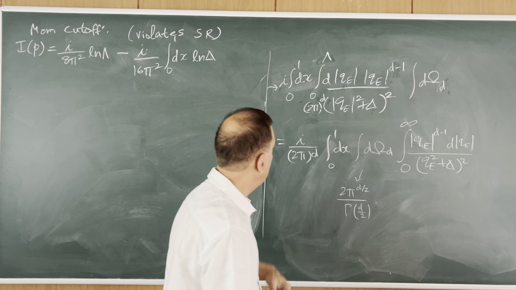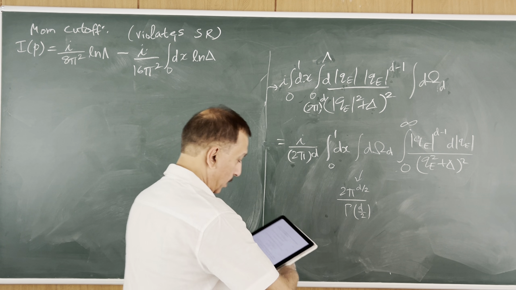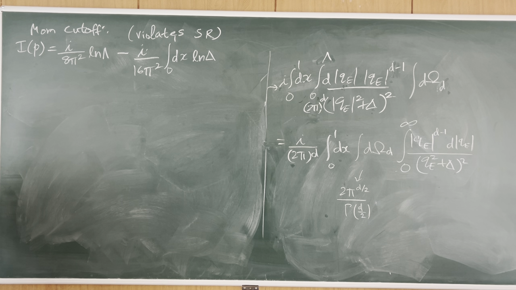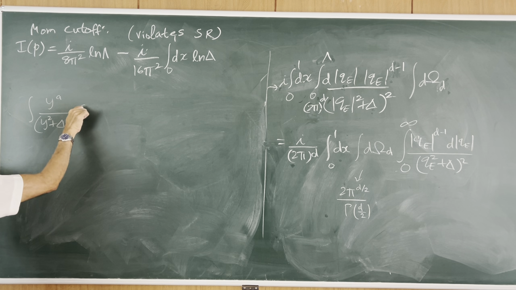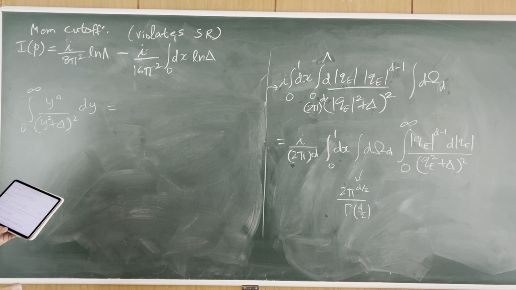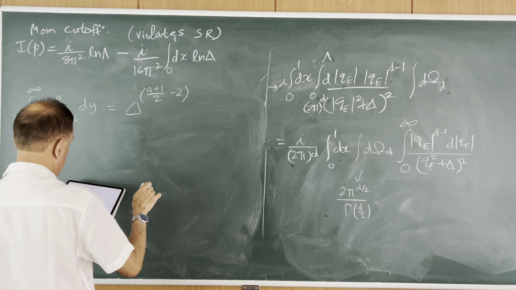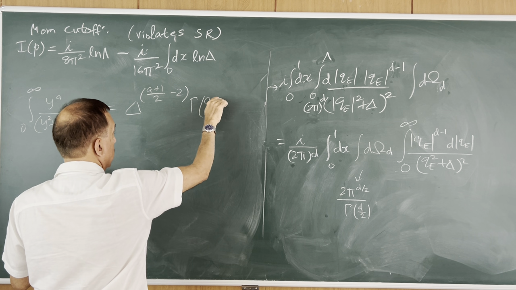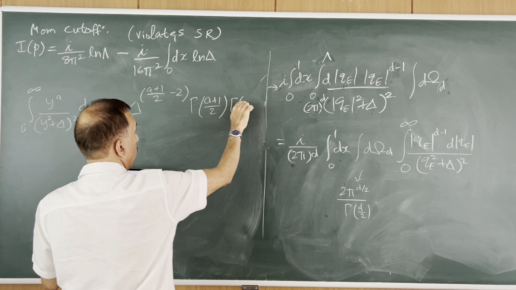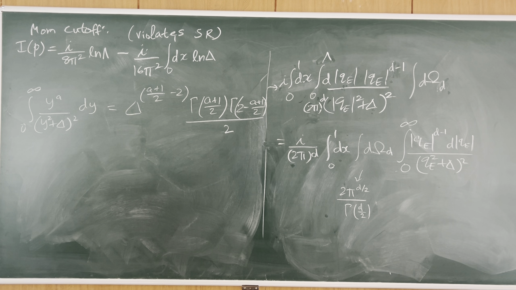Well, most things seem to be under control. This is fine. Integral dx will always be done last, and anyway, it only affects Δ. So we better evaluate this integral. And for that, we have a nice identity. The integral of y^a over (y² plus Δ) whole squared dy, 0 to infinity, is equal to, so this we just look up in some table of integrals, Δ^((a+1)/2 − 2) times Γ((a+1)/2) times Γ(2 − (a+1)/2) over 2. That's the answer of this integral.